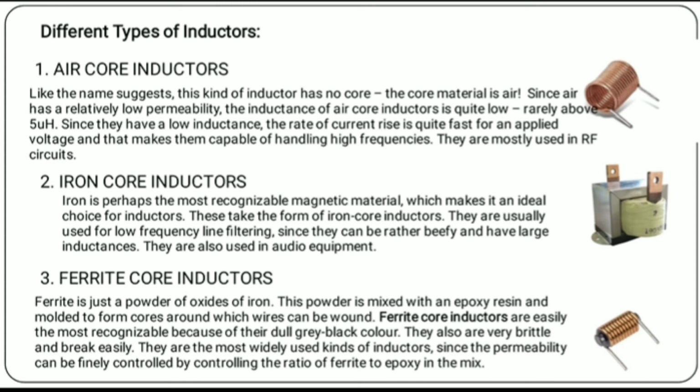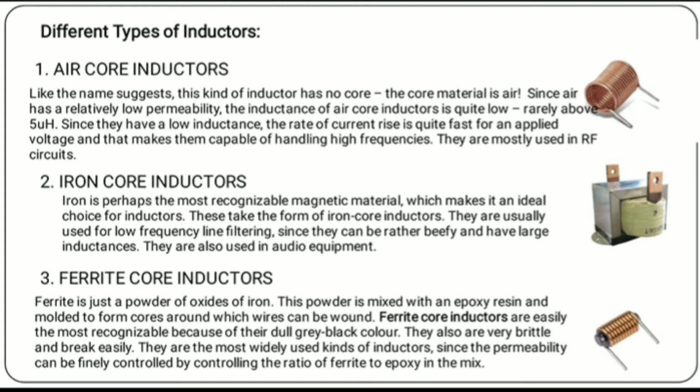The next one is iron core inductors. Iron is perhaps the most recognizable magnetic material, which makes it an ideal choice for inductors. These take the form of iron core inductors. They are usually used for low frequency line filtering since they can be rather beefy and have large inductance. They are also used in audio equipment.